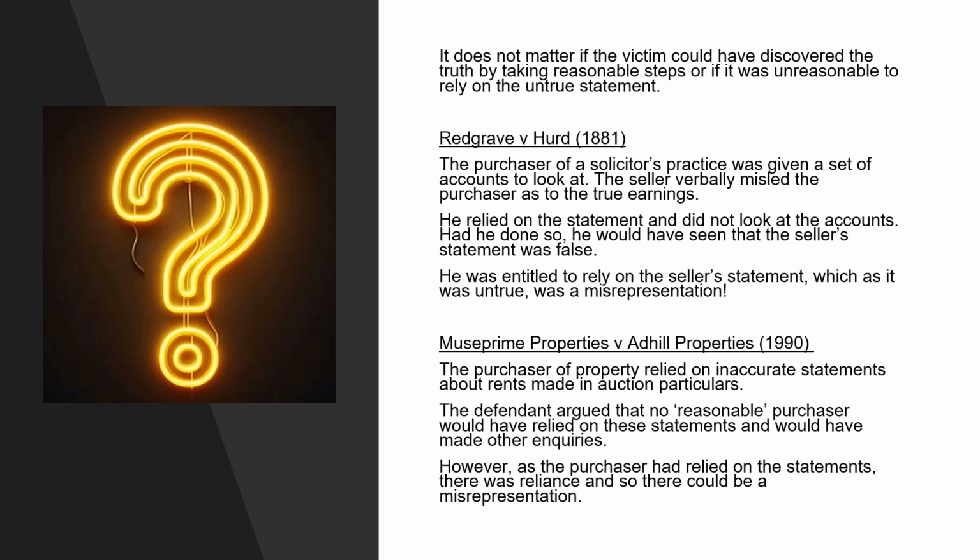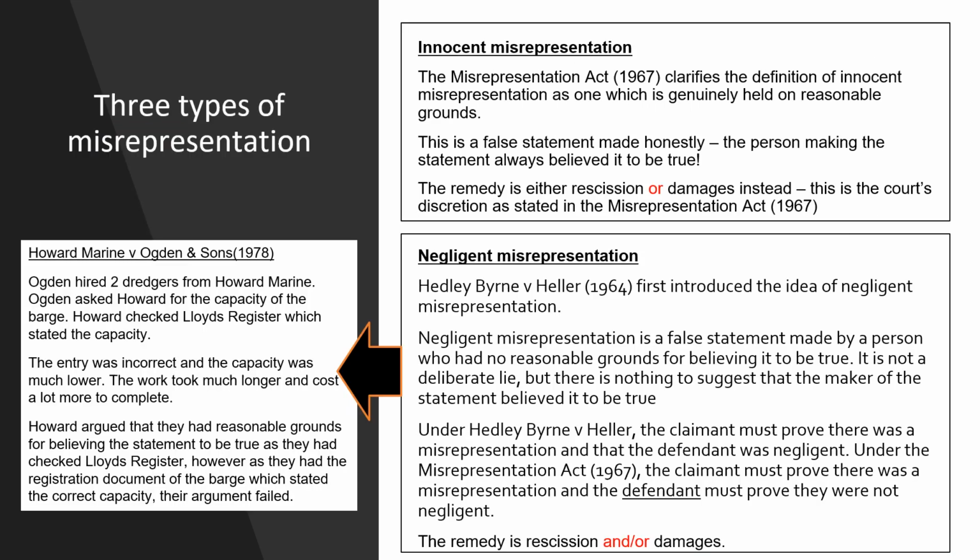Equally, in Museprime Properties v Adhill Properties, the purchaser of property relied on inaccurate statements about rents made in some sort of auction pamphlets, essentially. And the defendant said that no reasonable purchaser would have relied on those. That's ridiculous. That's so unreasonable. But the court said, as the purchaser did rely on them, there was a misrepresentation, or there certainly could be a misrepresentation.